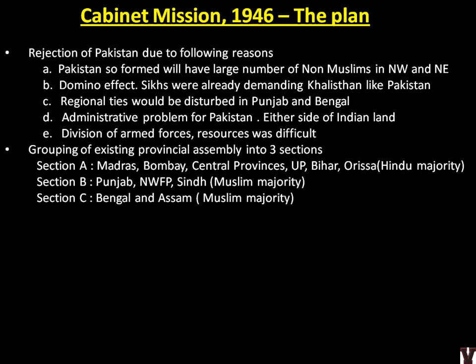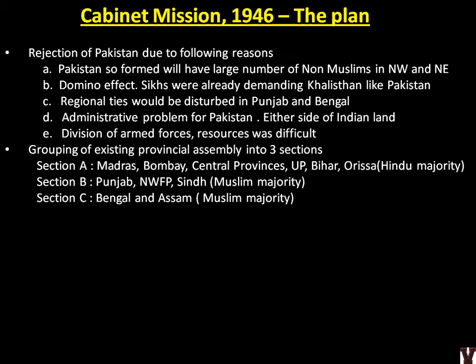They will divide it into 3 sections based on Hindu-Muslim regions. So section A will be the Hindu regions: Madras, Bombay, Central Provinces, UP, it was called United Provinces at that time, not Uttar Pradesh, Bihar, Orissa. That will be section A. Section B and C will be Muslim majority areas, with Punjab, NWFP, that is North-Western Frontier Province, and Sindh in the west, and Bengal and Assam in the east. So this is the grouping.